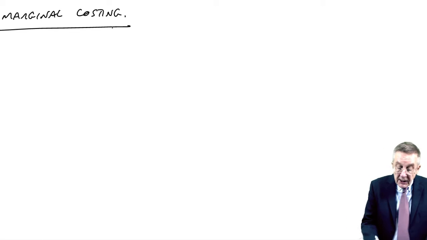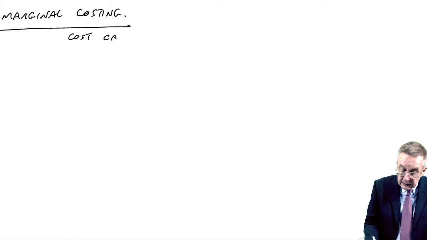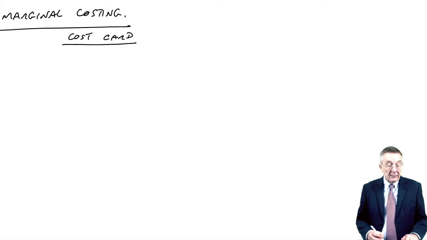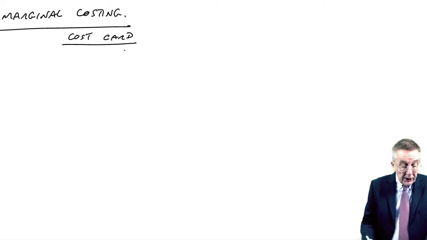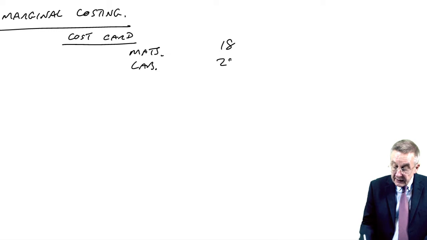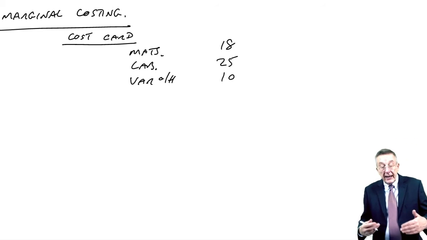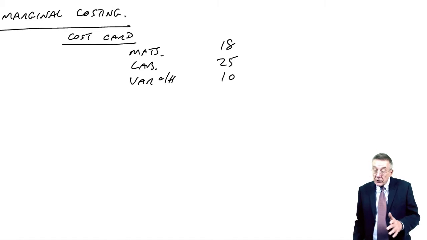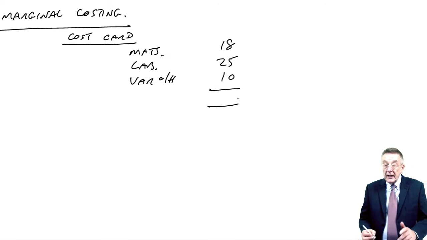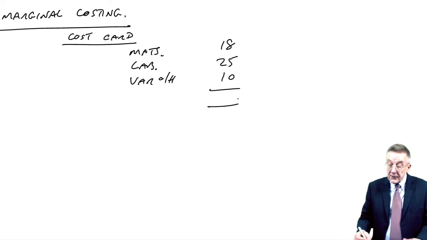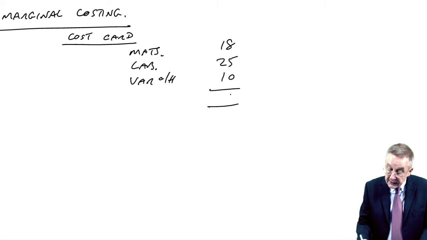Before I do, just let's set up the cost card again. The cost card, it's example 1, same question. So the materials were 18, labour, standard cost 25 a unit, variable overheads 10 a unit. However, although with absorption costing we then bring in fixed overheads, with marginal costing we only look at the variable costs. So the variable standard cost is $53.